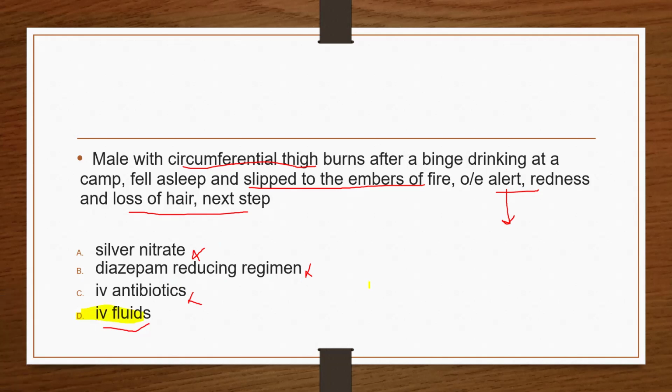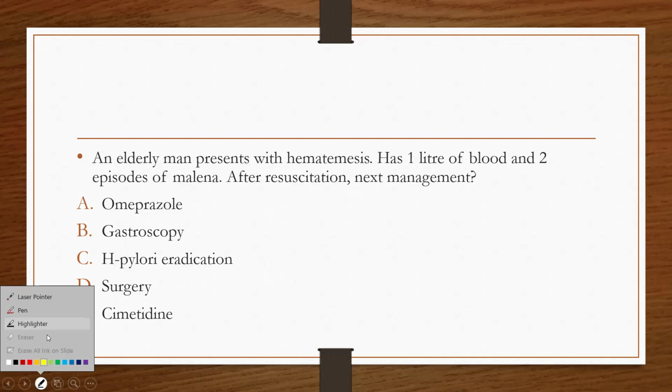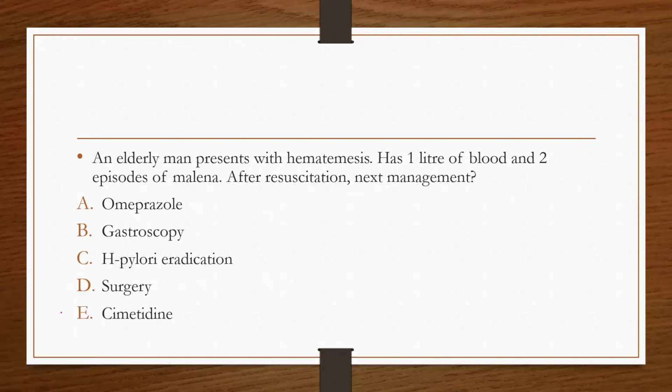So no questions on that. What do you think about this? Let's do this question. An elderly man presents with hematemesis, has 1 liter of blood and 2 episodes of melena. After resuscitation, next management. A. Omeprazole. B. Gastroscopy. C. H. pylori eradication. D. Surgery. E. Cimetidine.